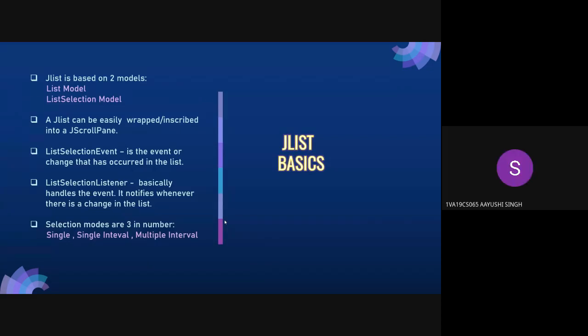The JList is based on two models, the list model and the list selection model. The list model is used for the creation of the JList, and whenever there exists a list, the selection of items comes into the picture, and thus the list selection model is used. A list can store any number of elements. But to fit this list on a single frame and to make it easier for the user to go through the list, the JList is wrapped into a JScrollPane. It makes a scrollable view of the list.